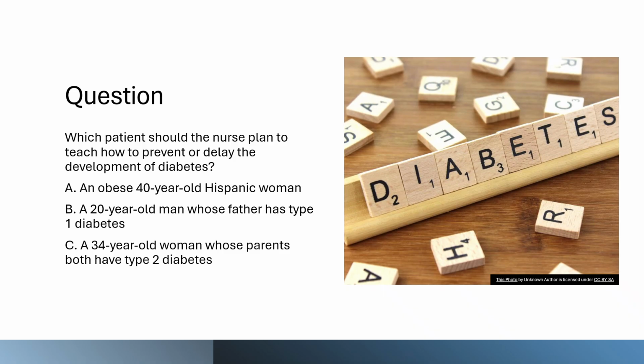Which patient should the nurse plan to teach how to prevent or delay the development of diabetes? The correct answer is C. Type 2 diabetes has a strong genetic influence, and offspring of parents who both have type 2 diabetes have an increased chance of developing it.